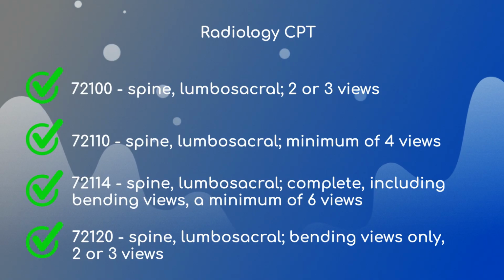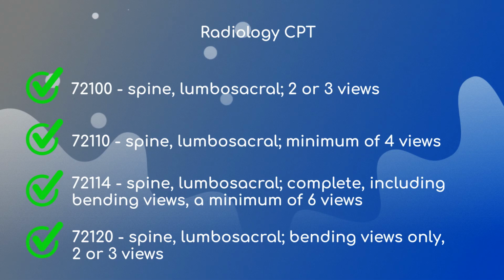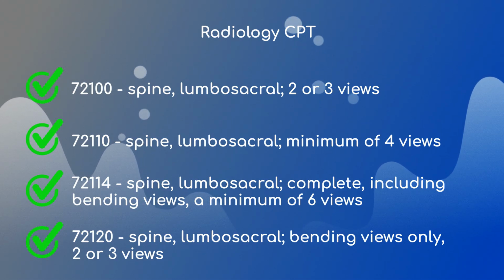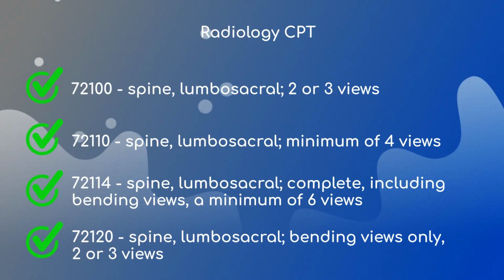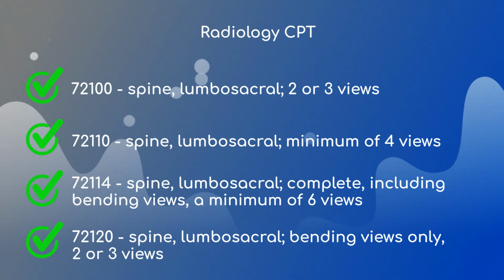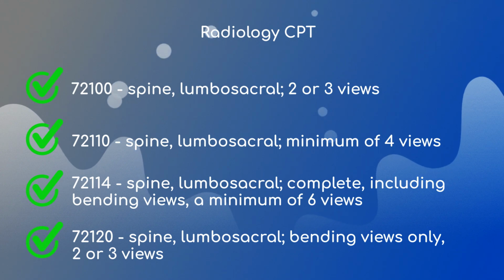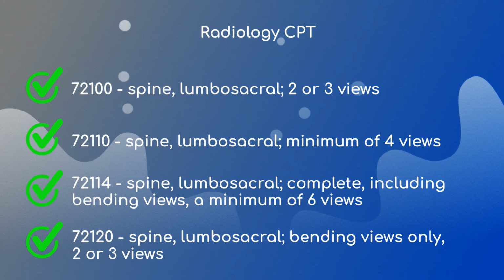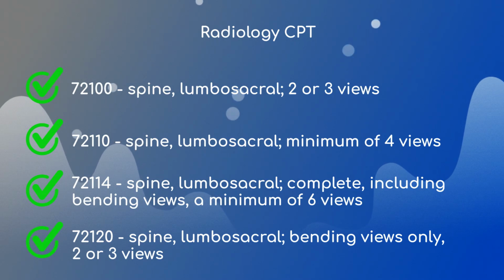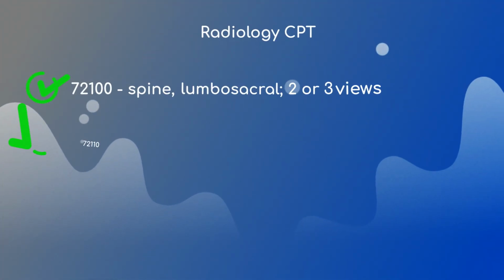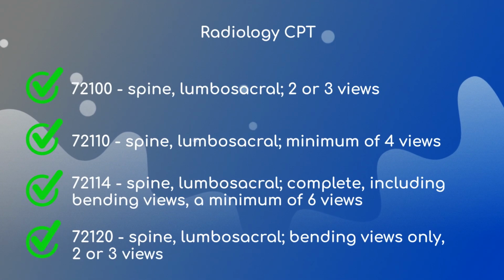72100, radiologic examination, spine, lumbosacral, 2 or 3 views: X-ray showing up to 3 views of the lower back or lumbosacral spine. 72110, radiologic examination, spine, lumbosacral, minimum of 4 views: X-ray showing 4 views of the low back lumbosacral spine. 72114, radiologic examination, spine, lumbosacral, complete, including bending views, a minimum of 6 views: X-ray showing up to 6 views of the low back lumbosacral spine.